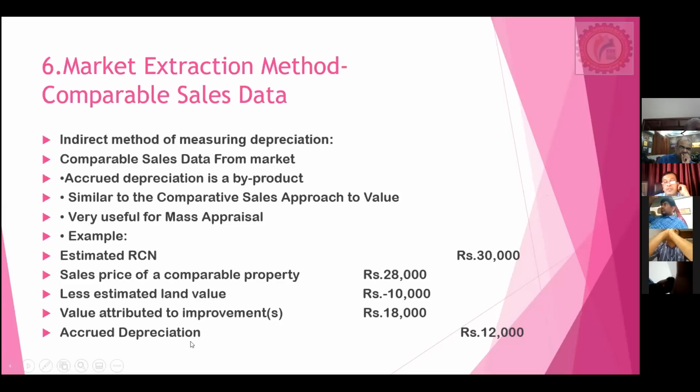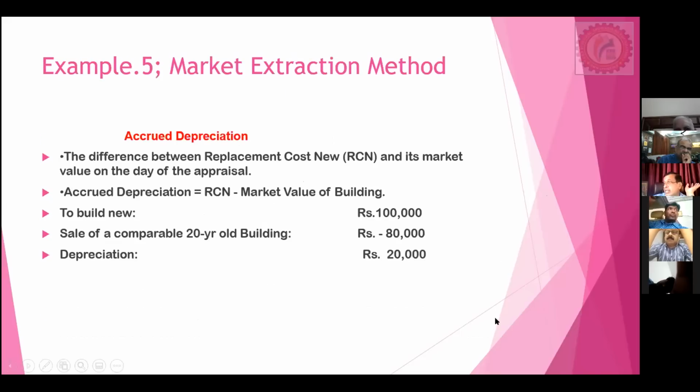Now, accrued depreciation. Replacement cost new is 30,000, and minus this 18,000, so 12,000 will be the accrued depreciation. In the last example, I had not considered any land value so that you can understand the subject very easily. To build a new one, the 20 years old building, 80,000. So direct depreciation is 20,000.